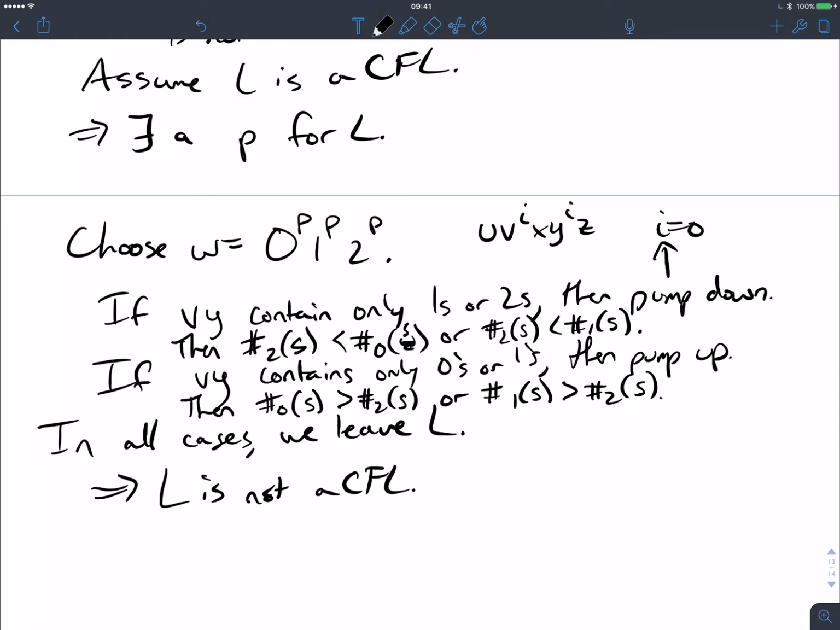So it's perfectly okay to just pick variables and then explain it that way. If I say that S equals u v to the 0 x y to the 0 z, then that's fine. Then you'd have to say that S is not in L for obvious reasons.